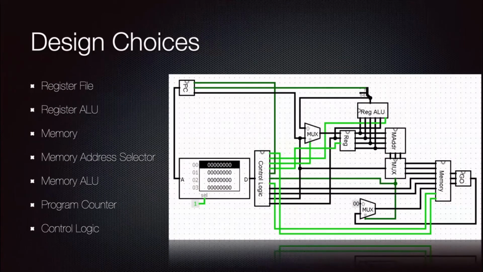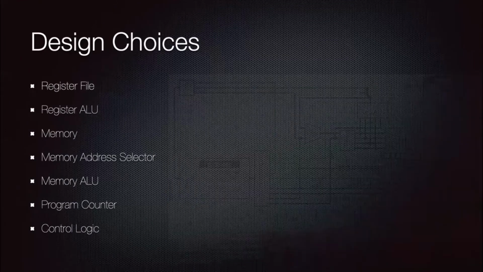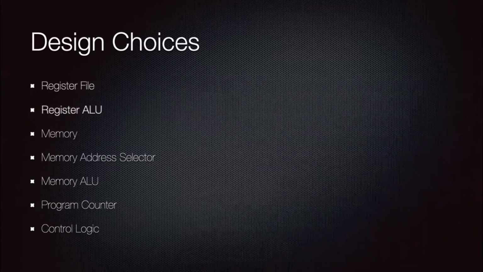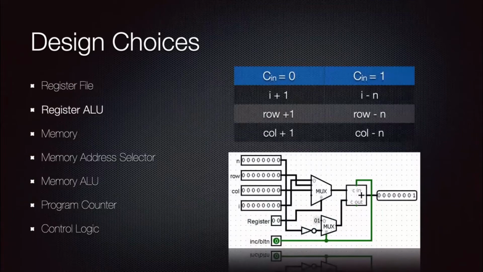To save some time, we're just going to quickly flash through our block diagrams and maybe point some things out that are interesting, such as we have 2 ALUs, one for the register and one for memory. Register file. All registers are always outputting, so there's no need to select one for read operations. Register ALU. Our increment and branch less than N are implemented here.